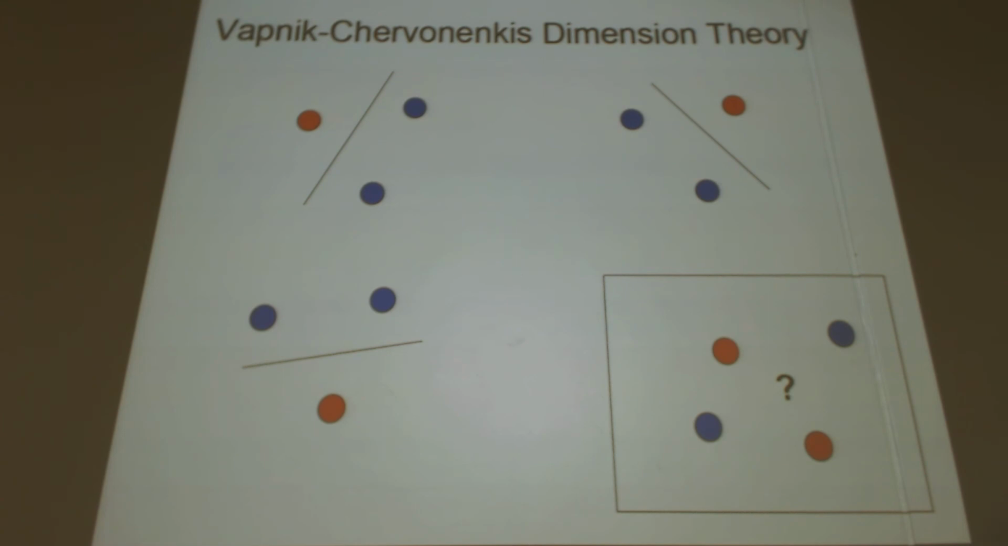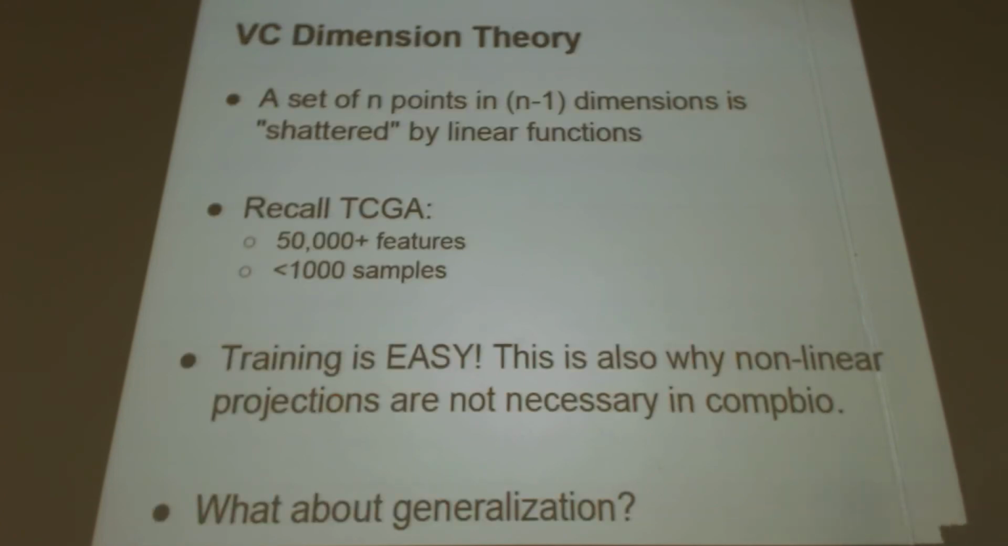Now, when I jump up to four points, here's a case where I can no longer do that, and I would actually have to go to three dimensions to be able to separate it. This example arises from what's known as Vapnik-Chervonenkis dimension theory, and what it says is that a set of n points can be linearly separated for all possible labelings in n plus n minus one dimensions.